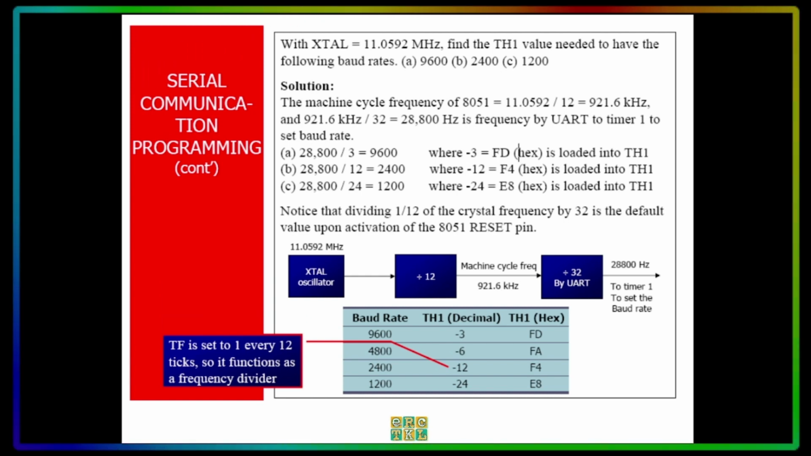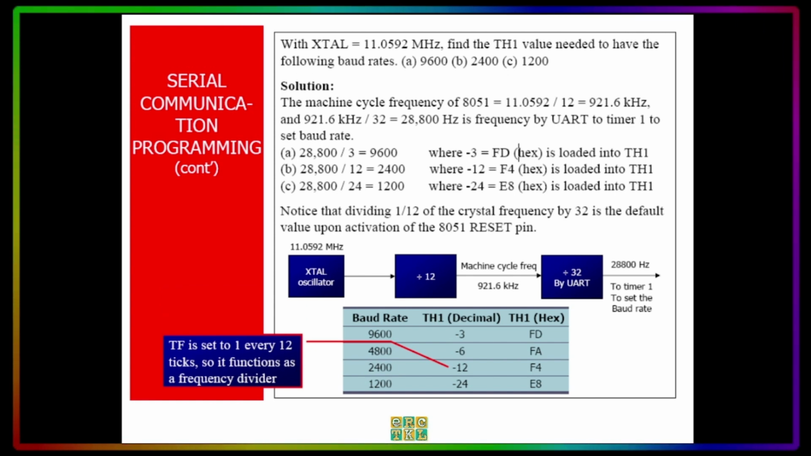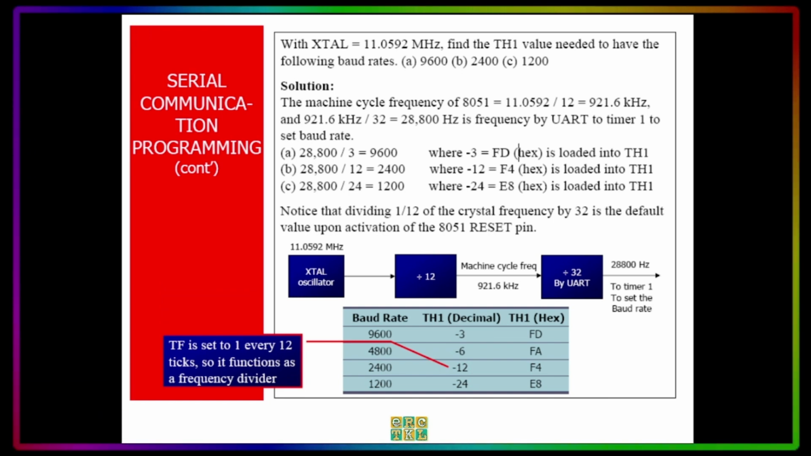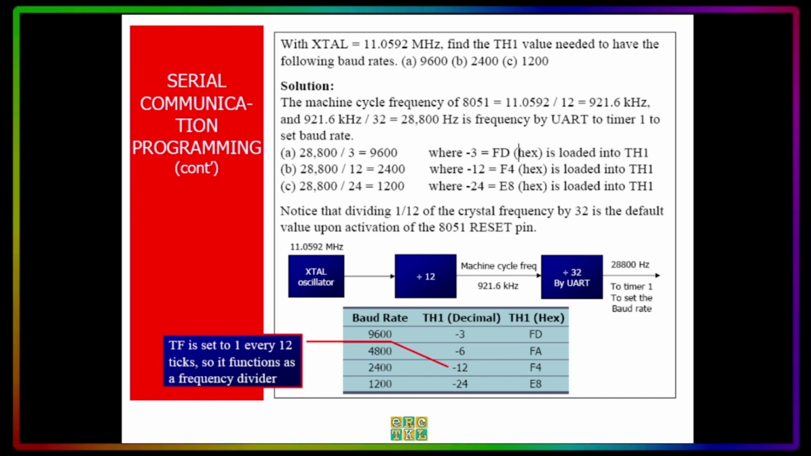Again, divide the frequency given, 11.0592, by 12, and then after getting the answer, whether it's megahertz or kilohertz, divide it by 32, and you will get the answer for our machine cycle frequency. And after that, we will be dividing the answer, for example, 28,800 hertz divided by 3 for letter A, which is 9,600. And then for 2,400, we have to divide it by 12. And for 1,200, we have to divide it by 24.